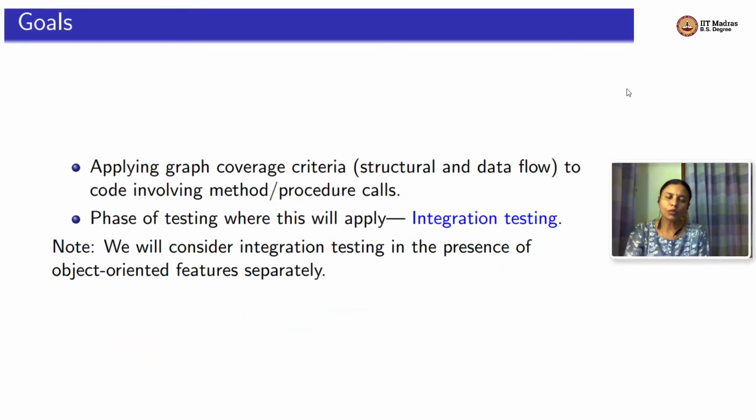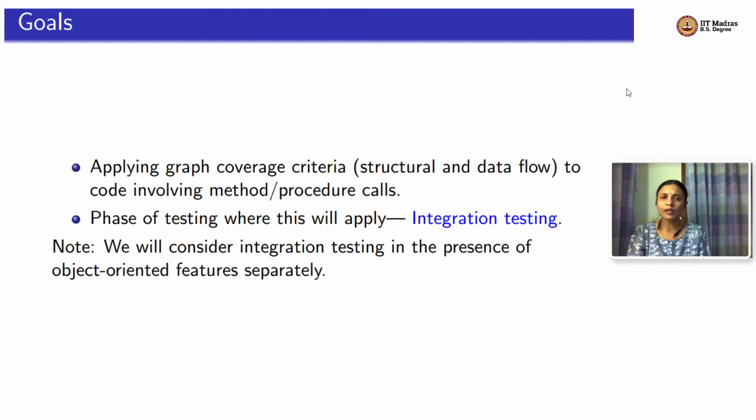So, what are our goals? What are we going to learn in this module? We saw graph coverage criteria, structural criteria, and data flow criteria last week, and we applied them within a method or within a function. Now we're going to apply them across method calls. So the graphs that we derive are going to be different, but the coverage criteria will more or less be the same. So we'll revisit structural coverage criteria and data flow coverage criteria on different kinds of graphs.